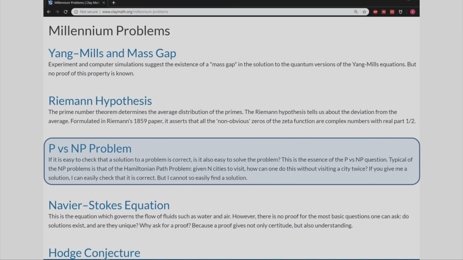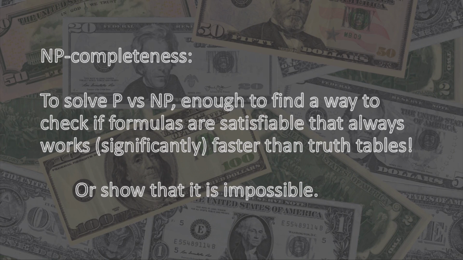So there was one problem on this list that's already solved, and that's not the P versus NP problem. Not for the lack of trying, because people who design aircraft really want to know how to check their specification fast. But so far, no such luck.